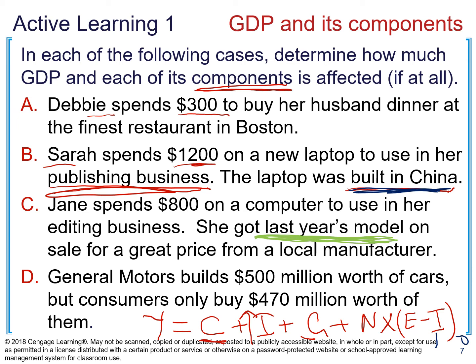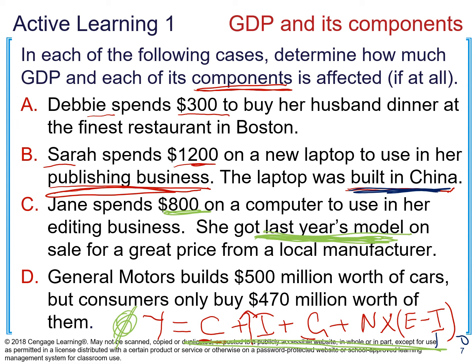It doesn't say if it's new or used, but let's suppose she bought it new. Even if she bought it new, it was a last year model, which means it was produced last year. So the company, since they didn't sell it last year, would put it in their inventory, and we calculate this $800 as the GDP of the previous year. So this year, nothing is going to happen to GDP. Nothing is going to be even recorded or affected here. Nothing initially is going to increase and stuff like that. That's it. GDP is just not affected because it was a last year model.